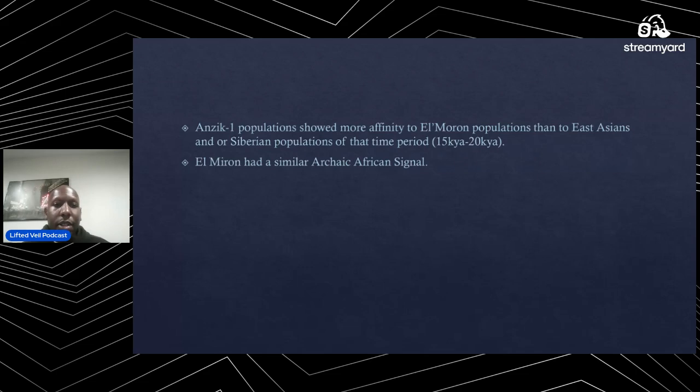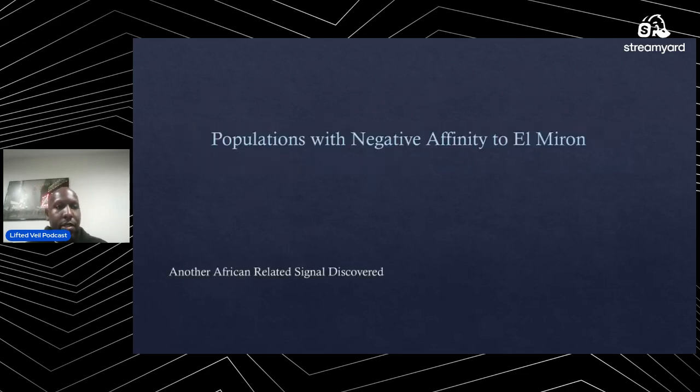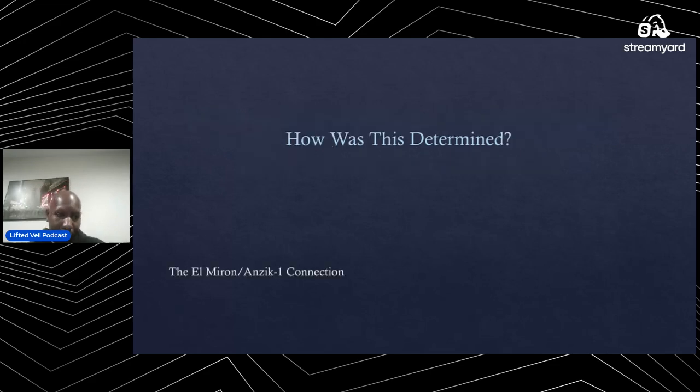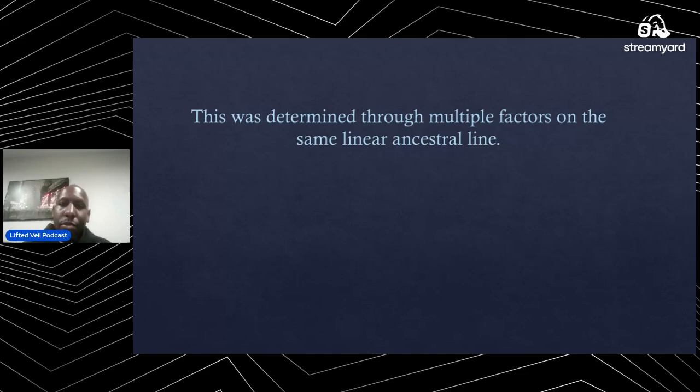El Moran had a similar archaic African signal. All right, populations with negative affinity to El Moran. This is what I was talking about earlier, and this is going to make sense and explain how this is relevant and how this is significant at the same time. This was another African-related signal discovered. Mexican populations in Los Angeles were determined to be partially derived from an African-like population indigenous to the Americas. How was this determined? Through the El Moran and Anzick 1 connection. This was determined through multiple factors on the same linear ancestral line.